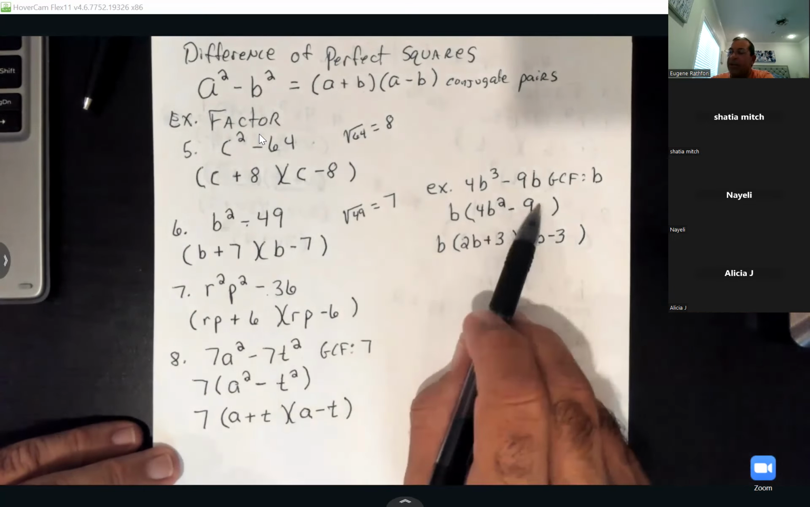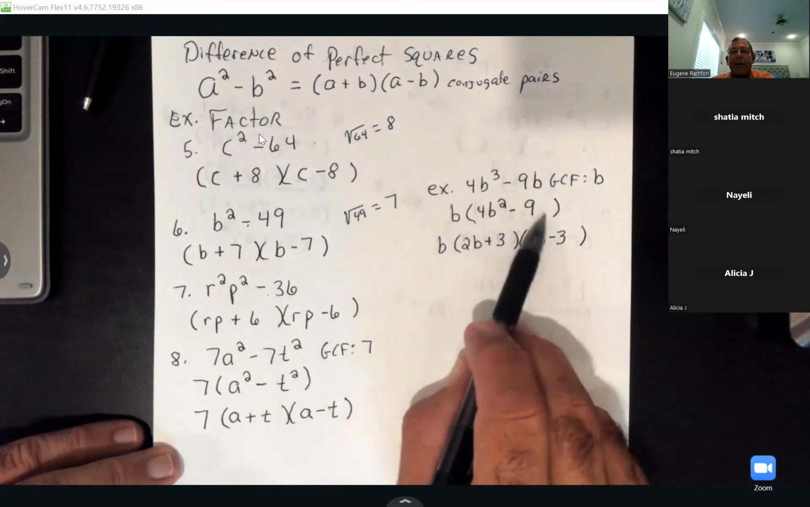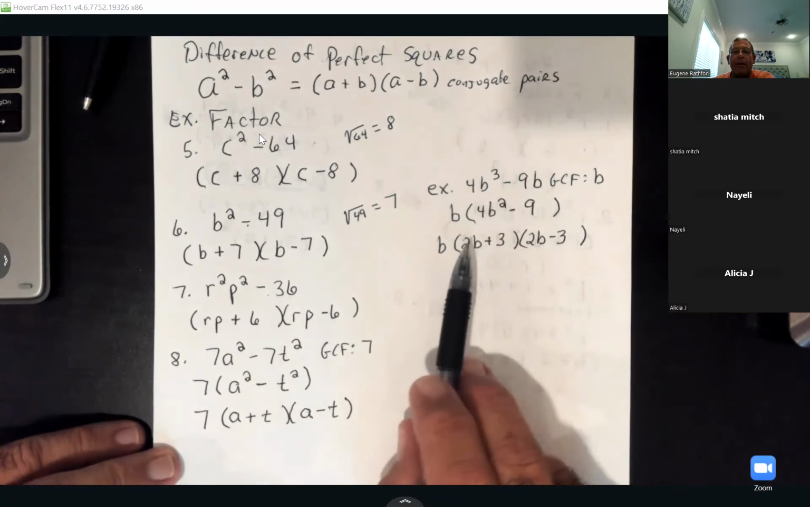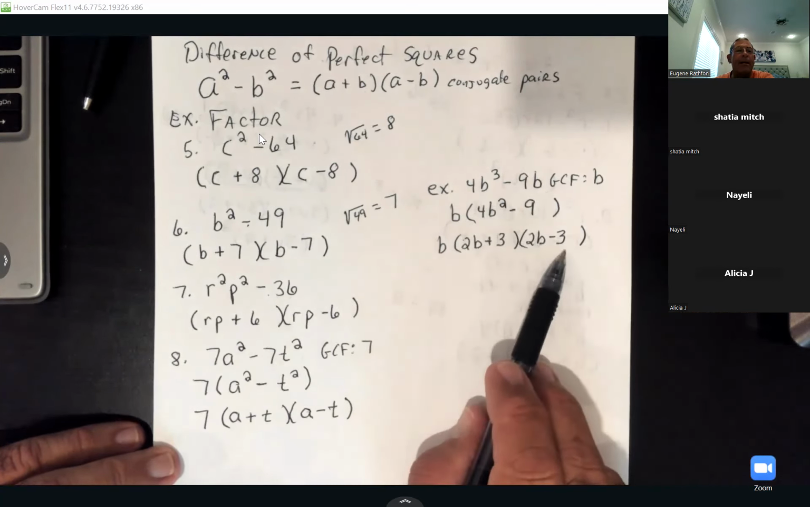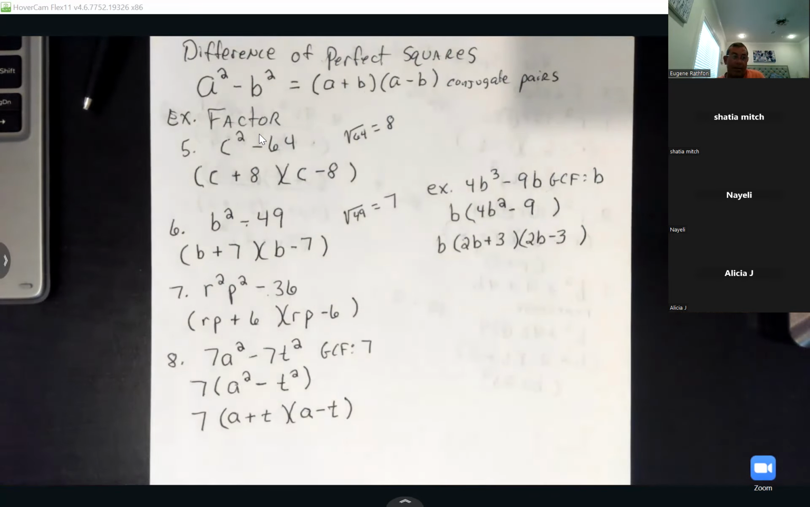So remember, once you get to the part where you're actually factoring the difference of perfect squares, take the square root of the numbers, and that'll give you what you need on the numbers for these, okay? All righty, so questions on that section 4.6.